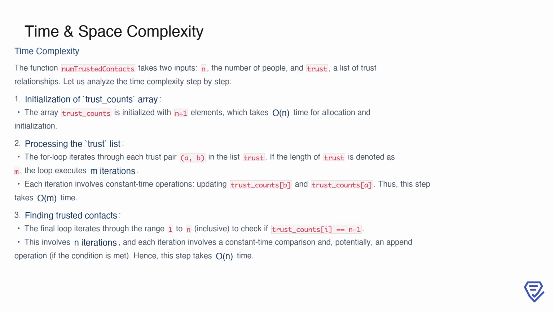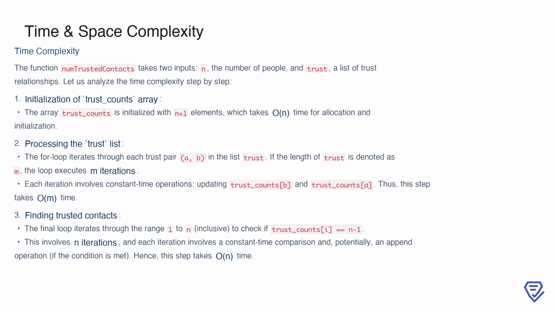To analyze the time complexity of the number trusted contacts function, we break it down into 3 main steps. First, initializing the trust_counts array. This array has n+1 elements, which requires linear time, or O(n), to allocate and initialize. Next, we process the trust list. For every trust pair [A, B] in the list, we adjust the counts for both A and B. Since the list has m pairs and each operation is constant time, this step takes O(m) time.